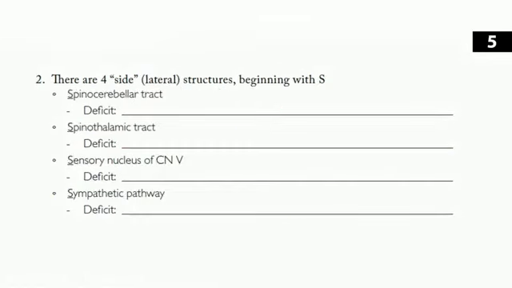And then the second rule is the lateral structures, which start with S because they're located on the side. So the first one is the spinocerebellar tract. Now, we didn't talk specifically about that tract, but where does it come from and where's it going?